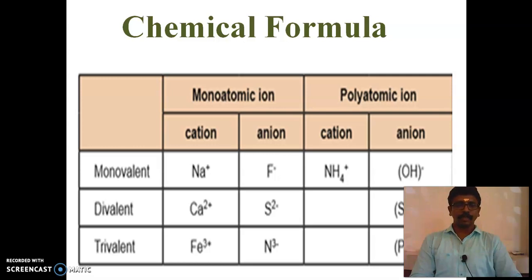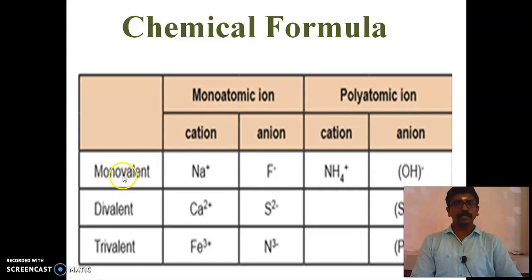First we can discuss what the cations and anions are, what the monoatomic ions in cations and in anions are, and what the diatomic, triatomic and polyatomic ions are, which are placed in cations and anions. First we will discuss monovalent. Mono indicates the valency will be one, one valency. That is monovalent.